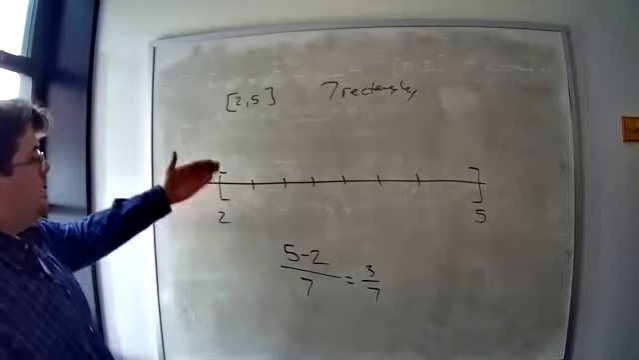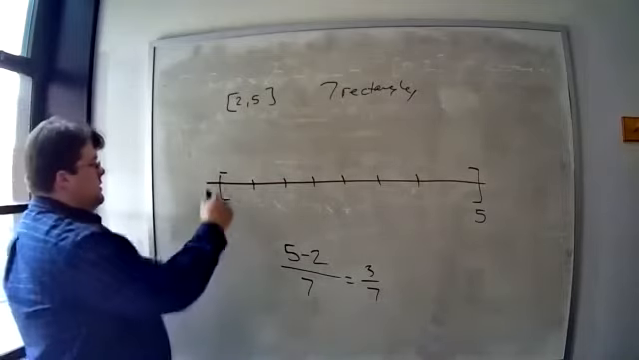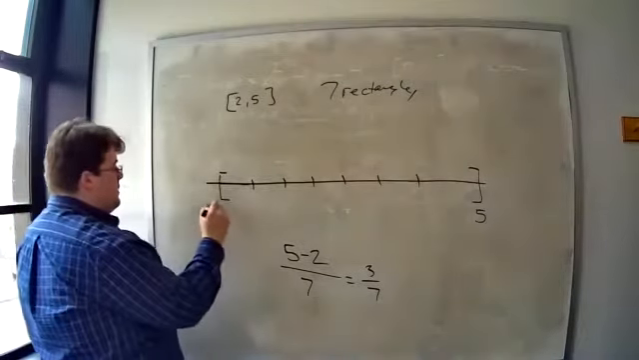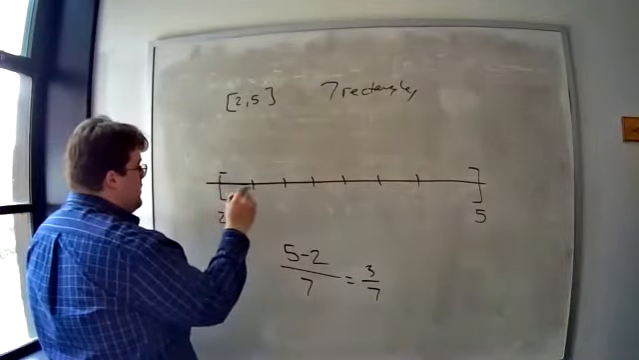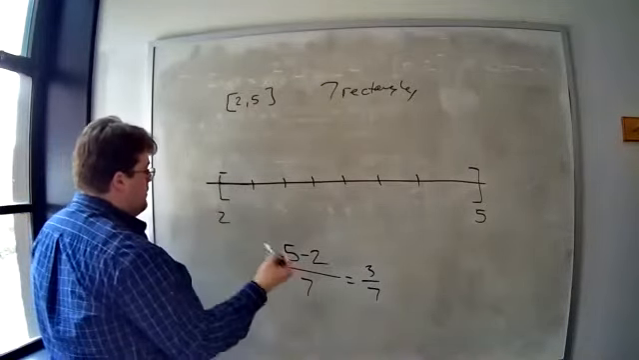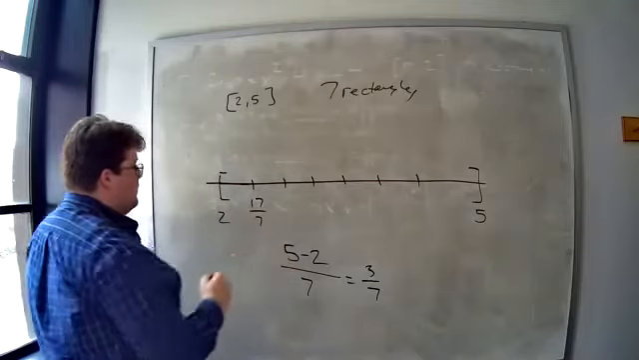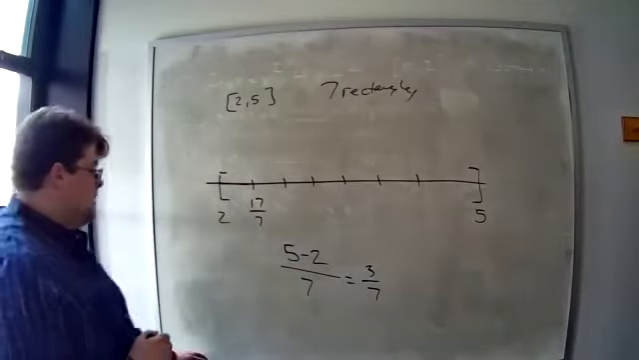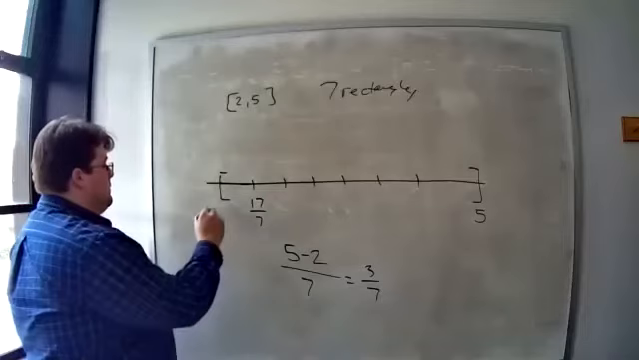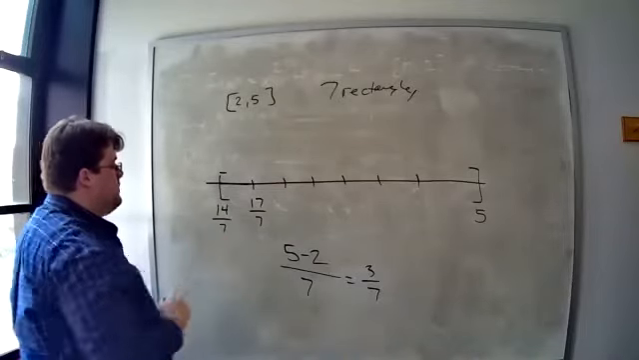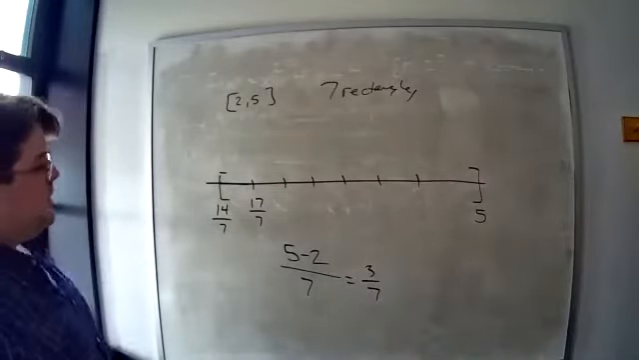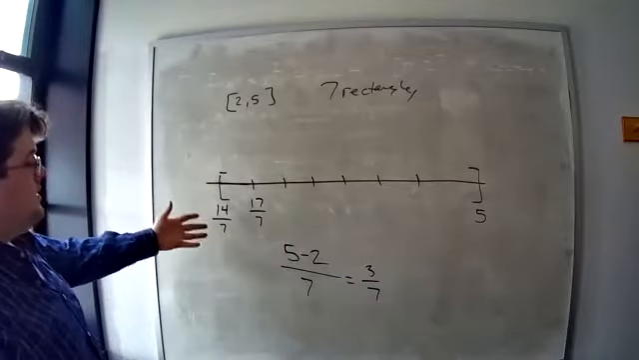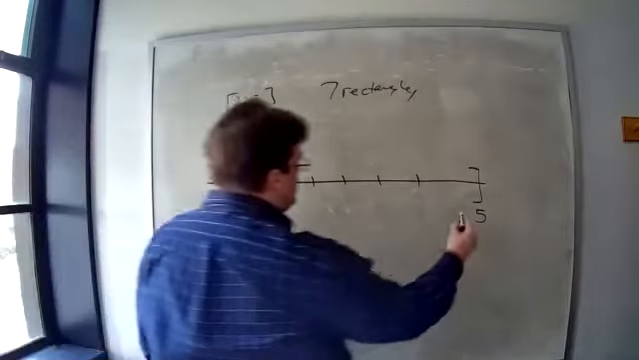Well, we can use that to figure out each of these x values. So if this length is 3/7 and we start at 2, then to get from here to here we need 2 and another 3/7. 2 is 14/7. So for now, I'm just going to write that as 14/7. 14/7 and another 3/7 give us 17/7.